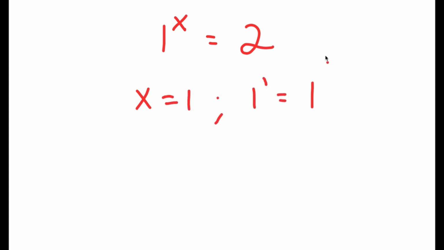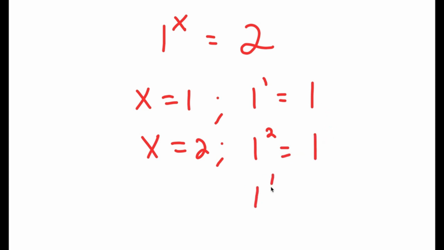Alright, so in this video, I'm going to solve the equation 1 to the power of x is equal to 2. So, before we even start solving this, let's say x is equal to 1, then I have 1 to the power of 1, which is equal to 1. And if x is equal to 2, then I have 1 to the power of 2, which is also equal to 1.